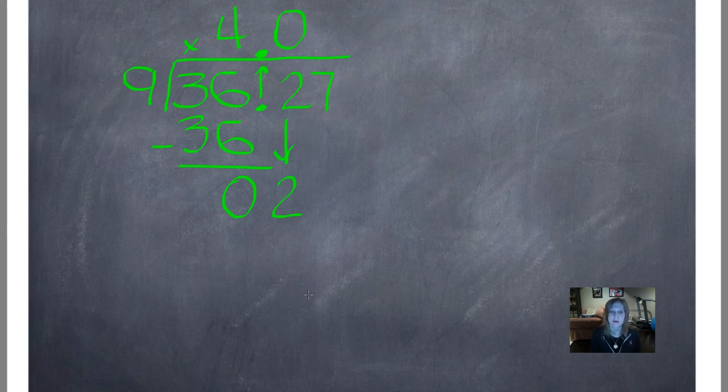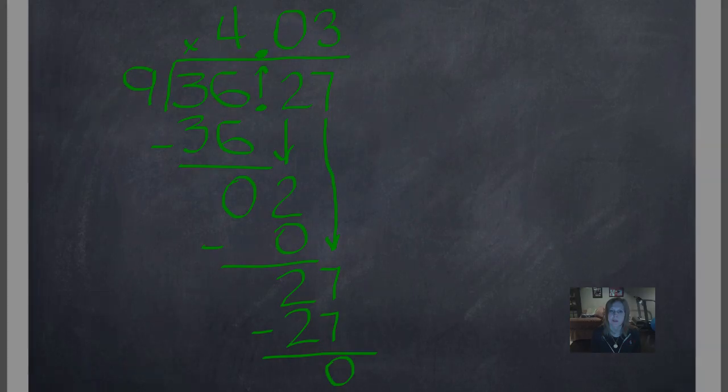So 9 times 0 is 0. And subtract. 2 minus 0 is 2. And now I'm going to bring down my 7. 9 goes into 27 3 times. 9 times 3 is 27. I'm just following the regular standard algorithm steps. 27 minus 27 is 0. Again, I didn't have to annex any zeros. So our answer is 4 3/100. And I can check that by multiplying that times 9. I should get 36 27/100.